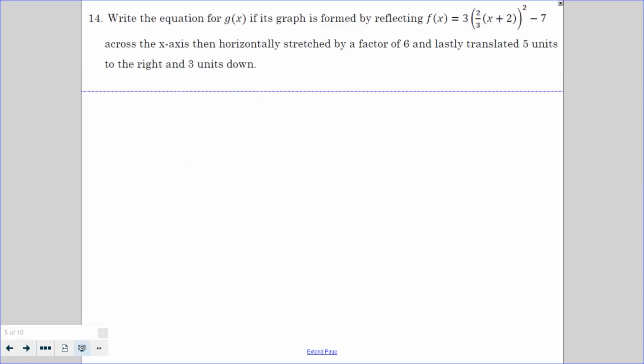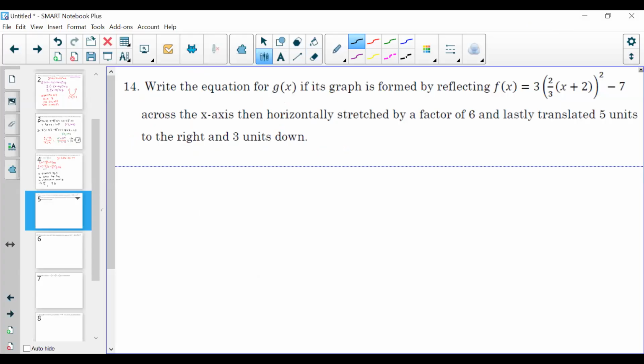Number 5: Write the equation for g of x if its graph is formed by reflecting f of x across the x-axis, then horizontally stretched by a factor of 6, and lastly translated 5 units to the right and 3 units down. All right, so in this case, I'm starting with this f of x, and I'm going to apply these transformations on it. So the first one I have is across the x-axis.